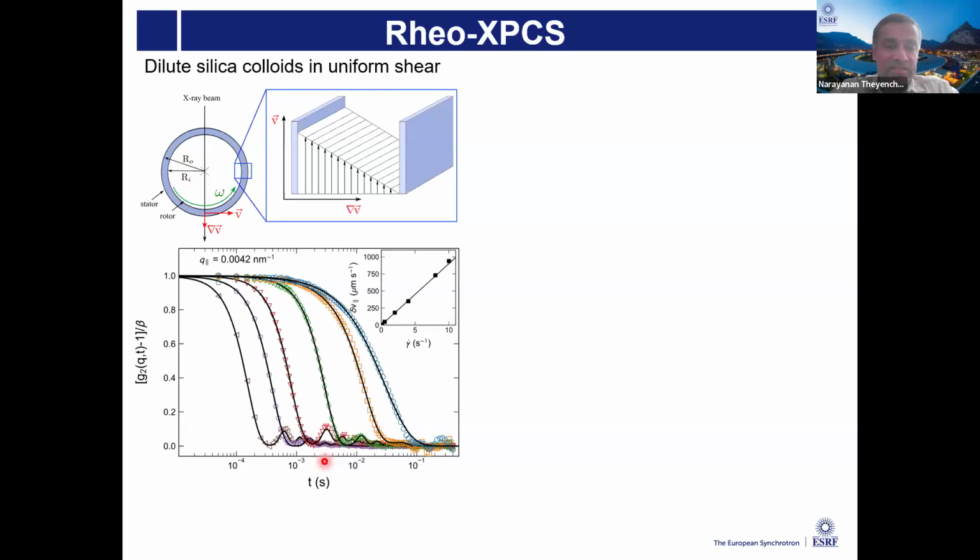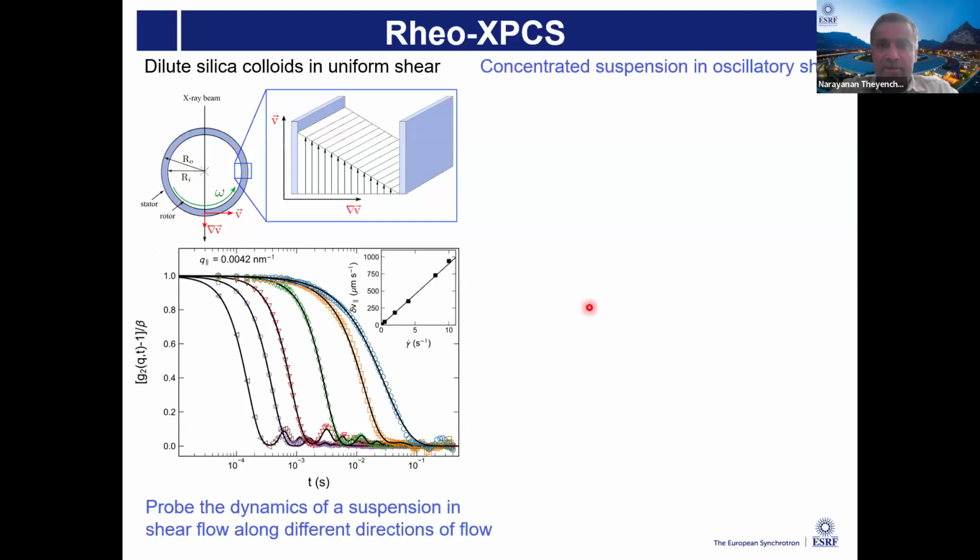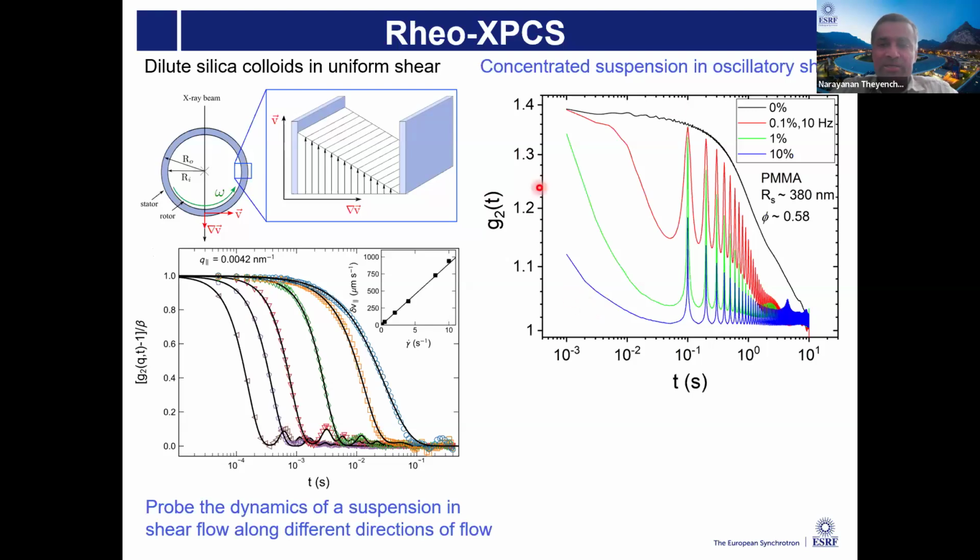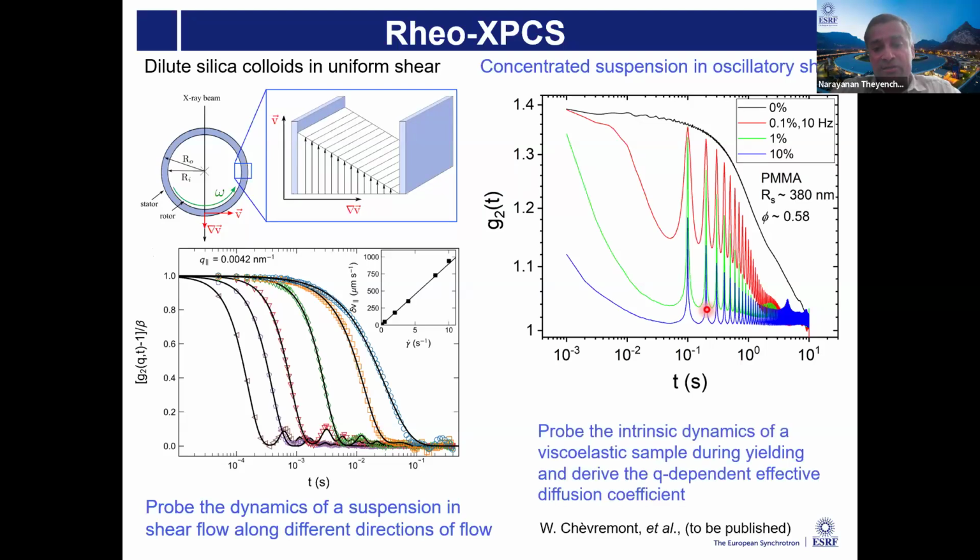Now we can decompose the intensity autocorrelation function and obtain, for example, how the diffusion coefficient changes in the flow, along the flow direction and perpendicular to that. And then, in a more concentrated system, one can apply this to probe what happens, for example, when the system is subjected to a large amplitude oscillatory shear. Then the correlation function displays this kind of echoes. By analyzing the profile of the echoes, one can get the diffusion coefficient as the system yields. There are lots of details, but I will not go into this at this moment.